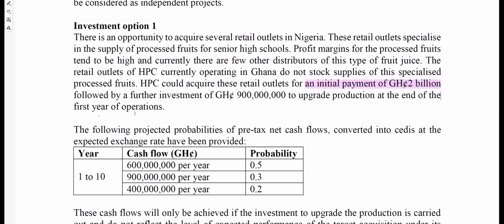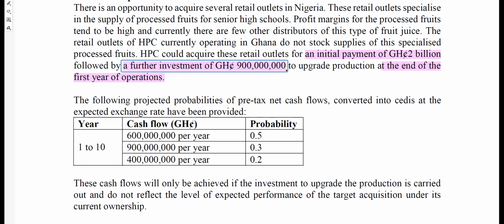Followed by a further investment of what? 900 million, at the end of the first year. Meaning they paid 2 billion in year 0 and a further 900 million in year 1. So you see, cash outflows are in 2 different years. Have you noticed? Are we on the right track?